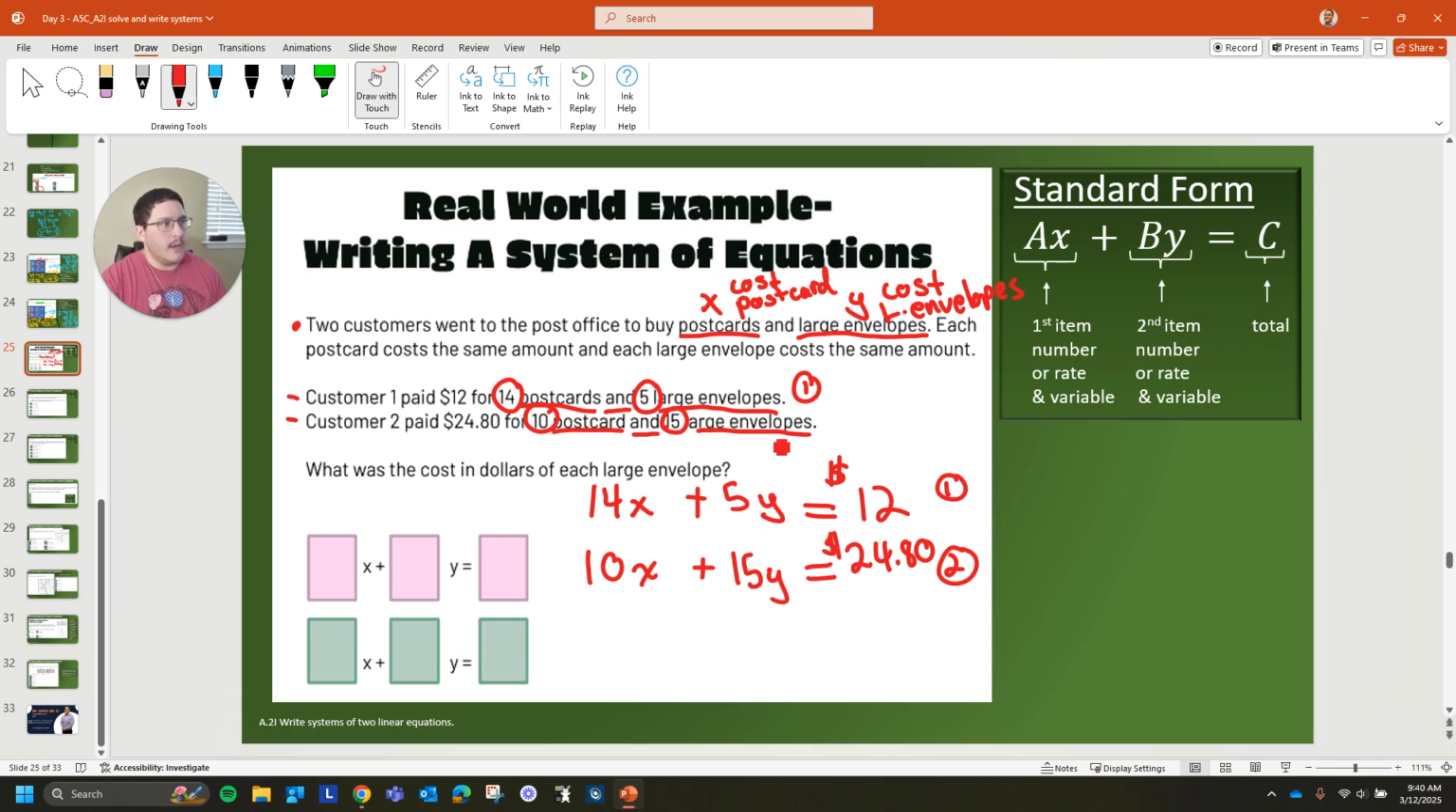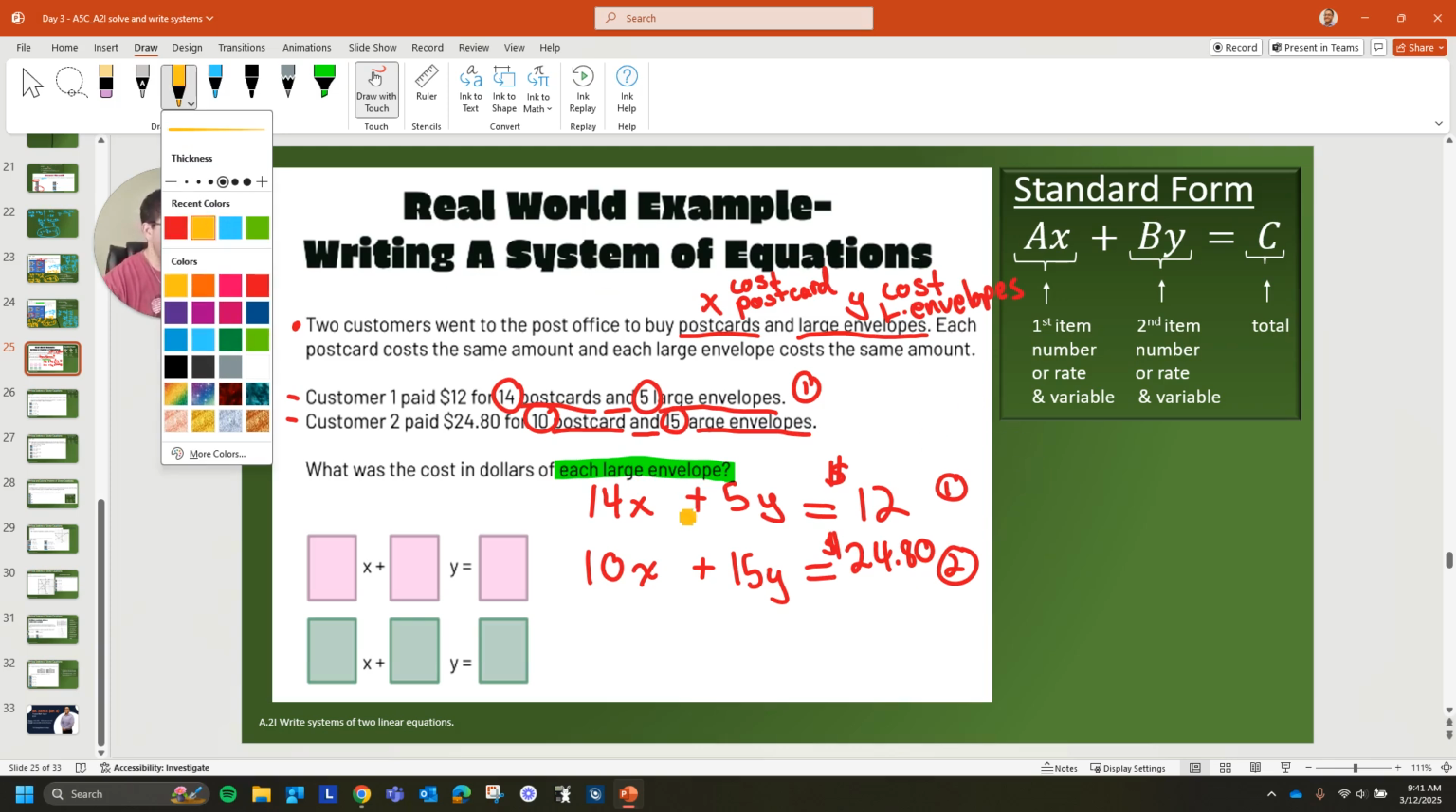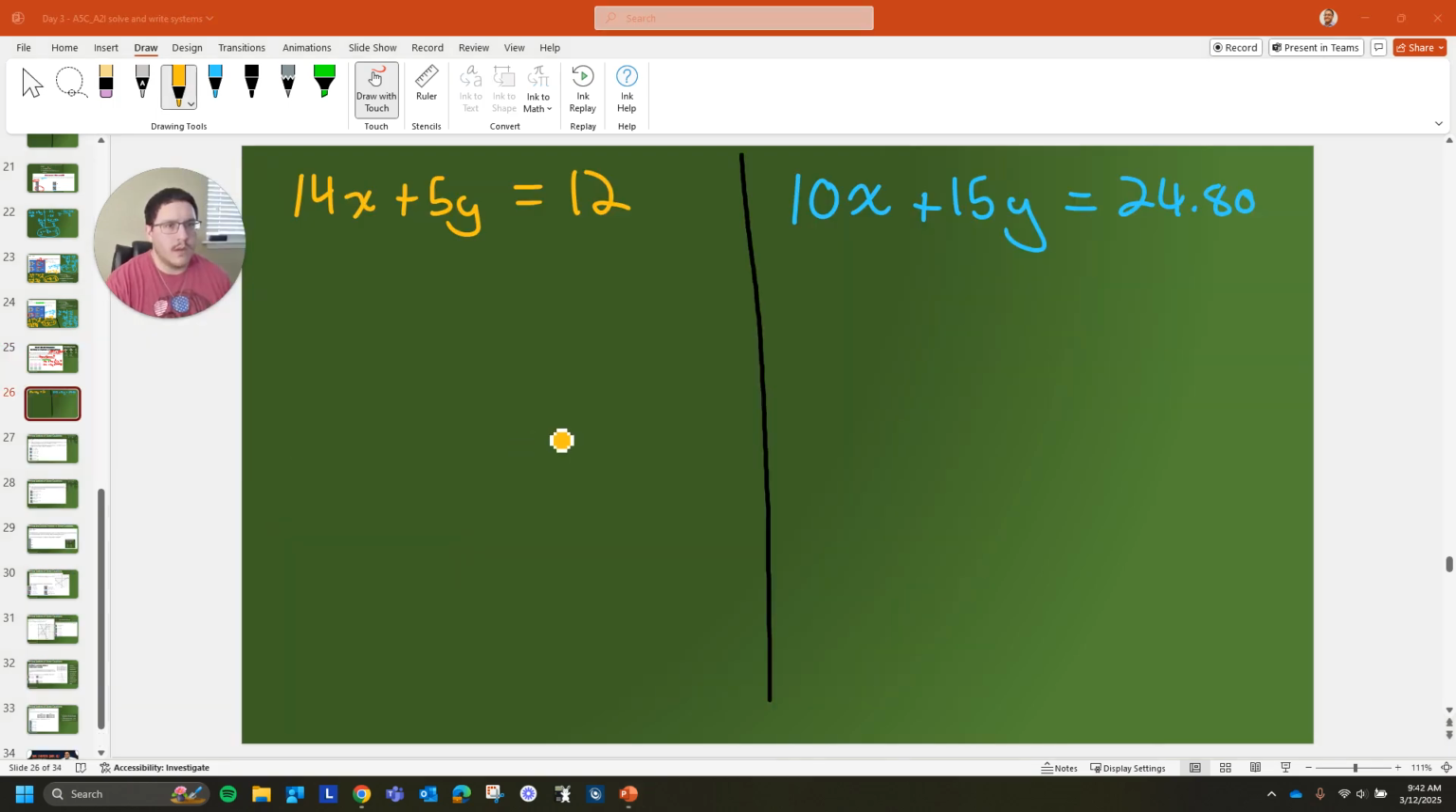With either one, we need to get the y by itself. Here starts the process of figuring out the cost of each large envelope. I'll do these very quickly and won't spend too much time talking about it. Let me create a different slide. I've put the two equations on a different slide to solve for either one. I'm going to go through these pretty quickly, so if you need to understand it, just rewind the video and go through it again.